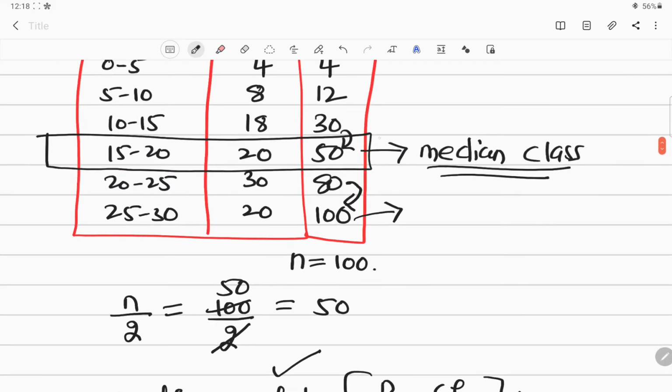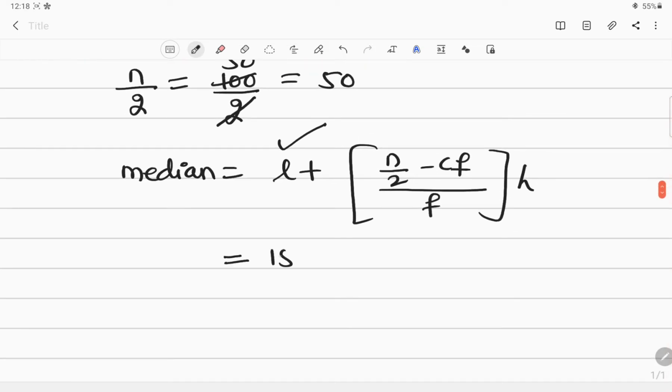Where is the median class? Here is the median class. So this one, this entire thing whatever I have put here, is the median class, and its lower limit is the value of L. So the value of L is 15. Plus, not plus or minus, only plus.